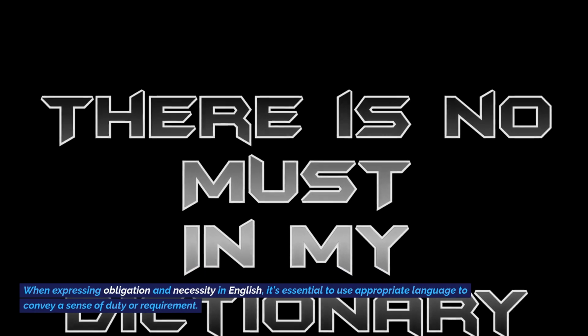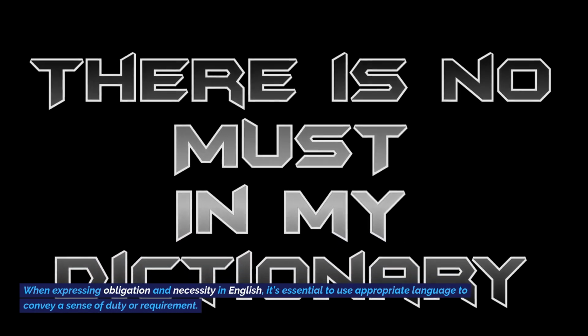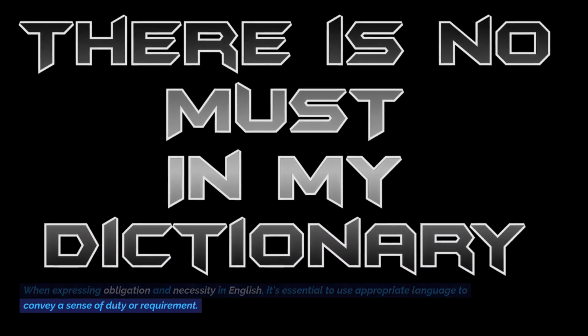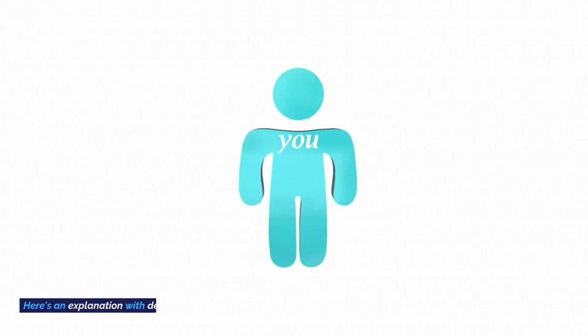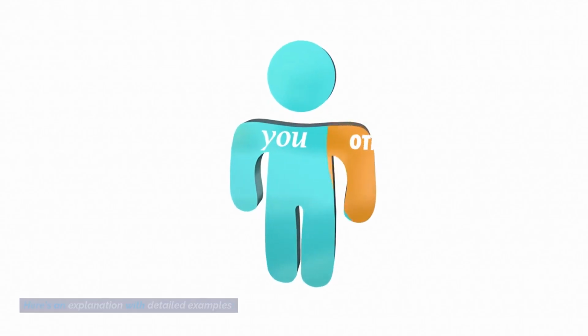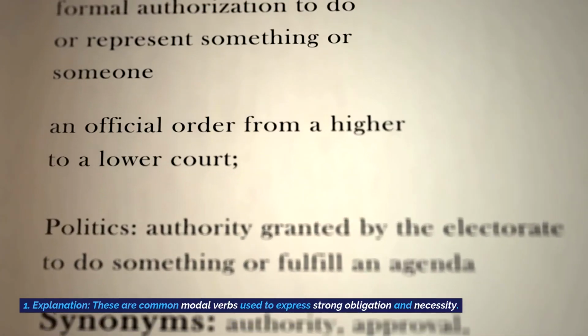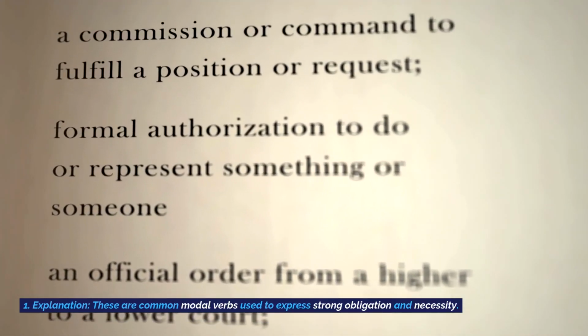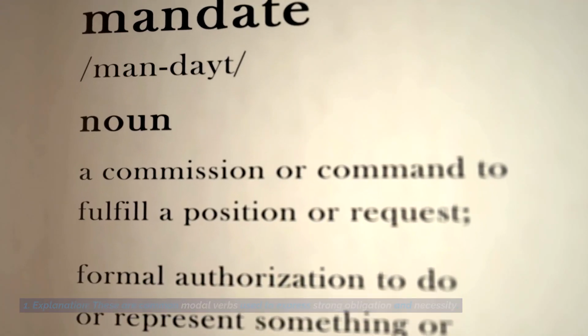When expressing obligation and necessity in English, it's essential to use appropriate language to convey a sense of duty or requirement. Here's an explanation with detailed examples. Must and have to. 1. Explanation. These are common modal verbs used to express strong obligation and necessity.